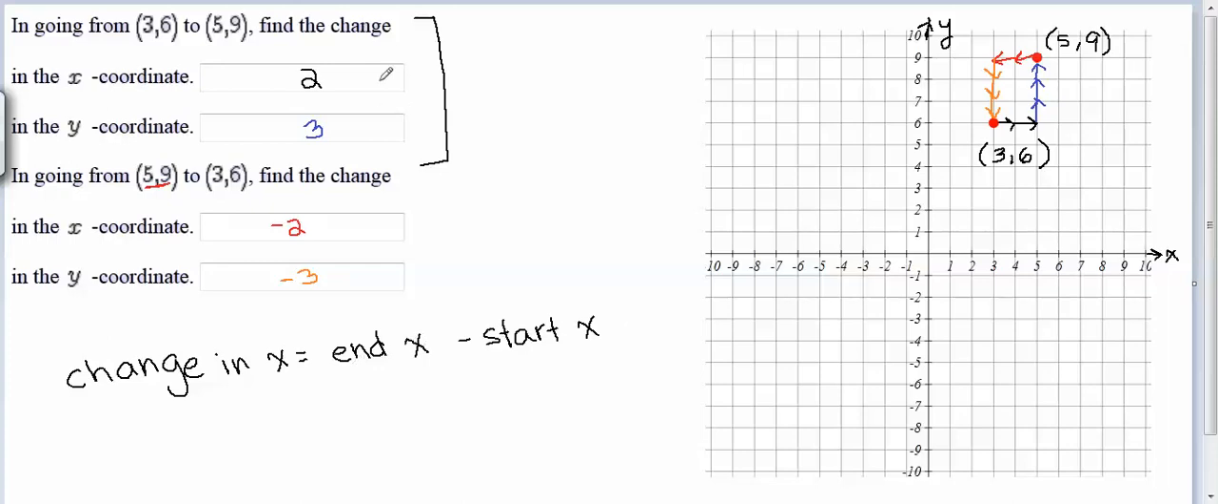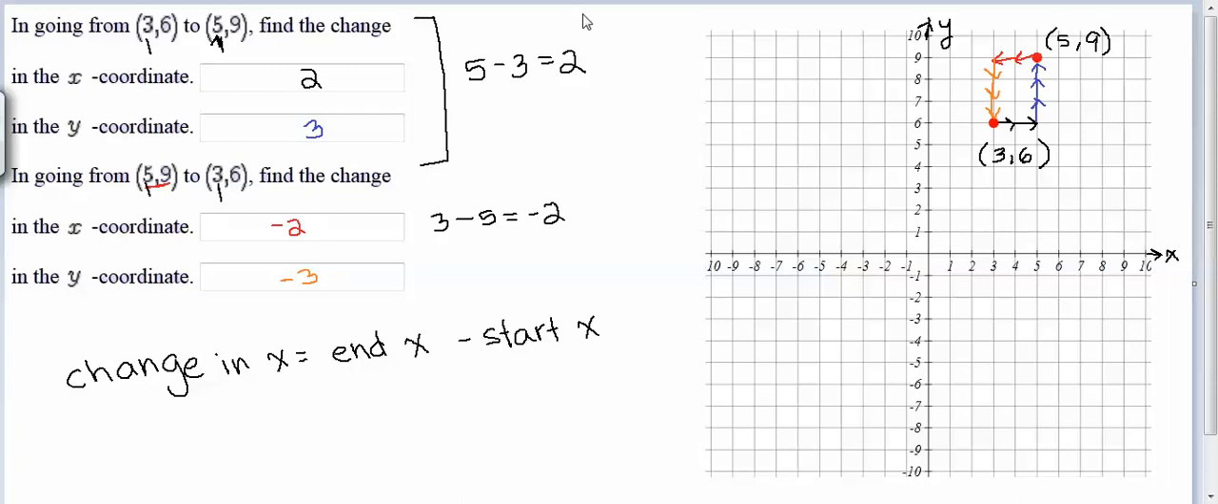So if we look at this formula here, my ending x value was 5. The x coordinate of my ending point was 5. My starting x was a 3. If I do 5 minus 3, that gives me the 2. For this case, my ending x was a 3, and my starting x was a 5, so 3 minus 5 gave me the -2.